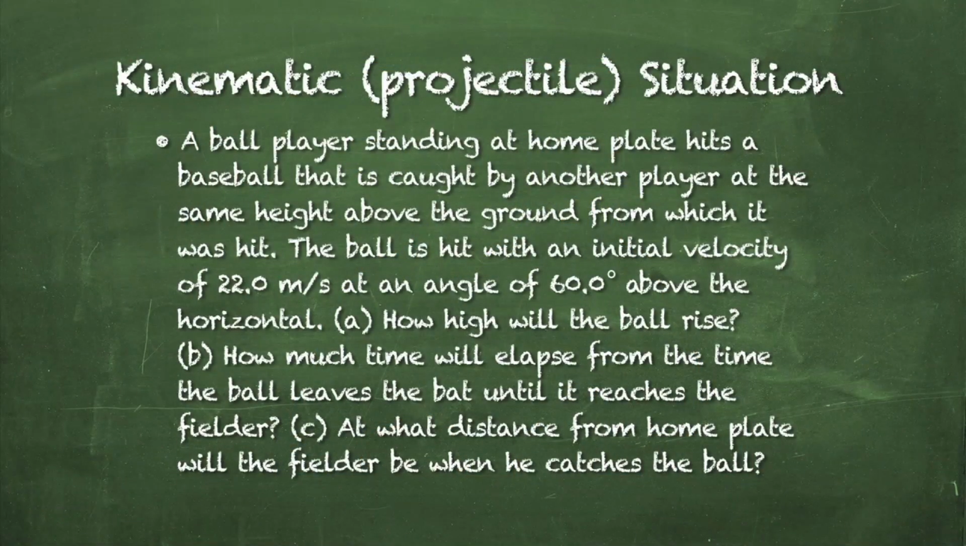Now let's do an example. A ball player standing at home plate hits a baseball that is caught by another player at the same height above the ground from which it was hit. The ball is hit with an initial velocity of 22 meters per second at an angle of 60 degrees above the horizontal. How high will the ball rise?